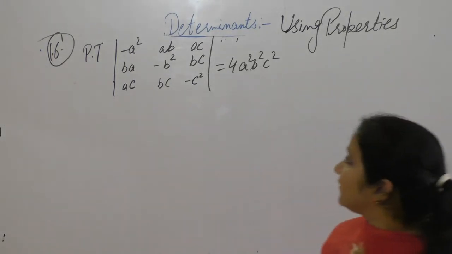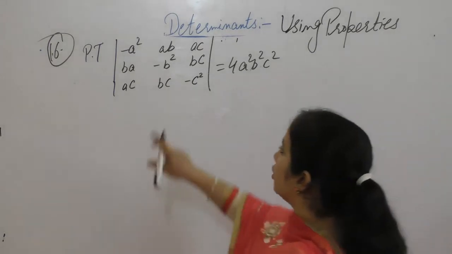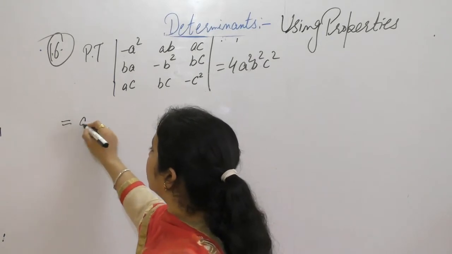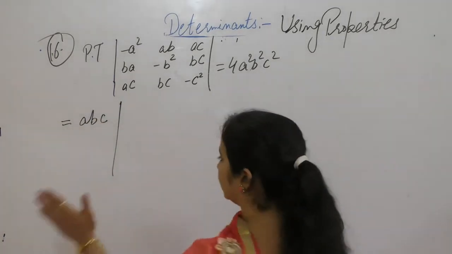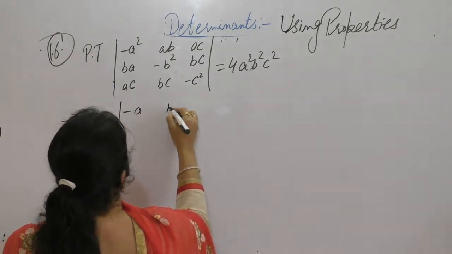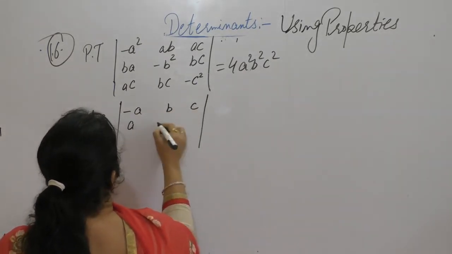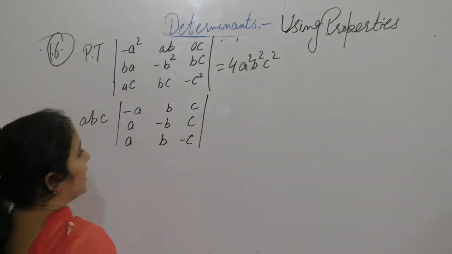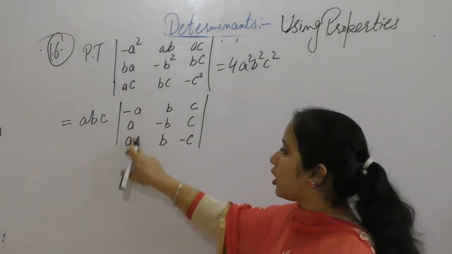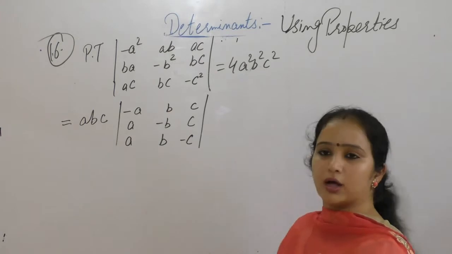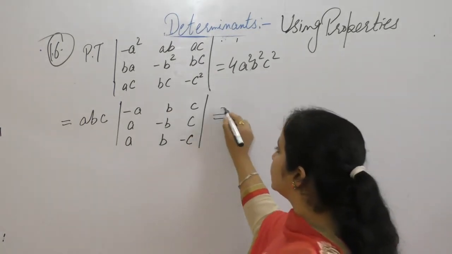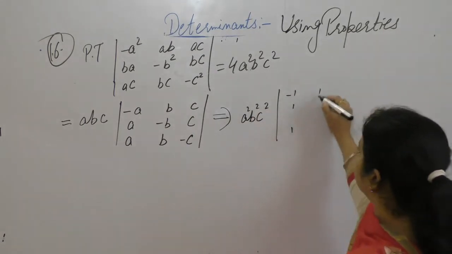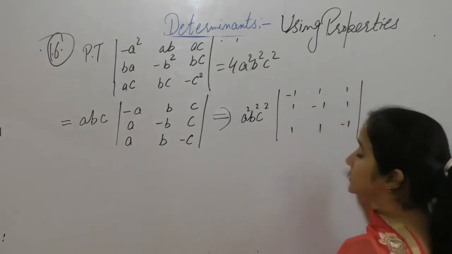Now from row R1 we can take A common, from row R2 we can take B common, and from R3 we can take C common. So take ABC common from R1, R2 and R3. After this, we can take A common from column C1, B from column C2 and C from column C3. So after taking this common, we get the rows (minus 1, 1, 1), (1, minus 1, 1), (1, 1, minus 1).